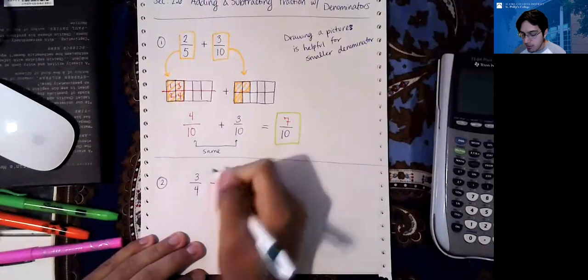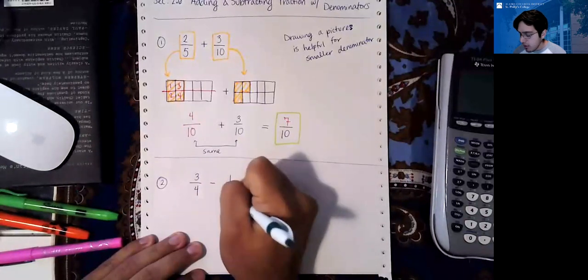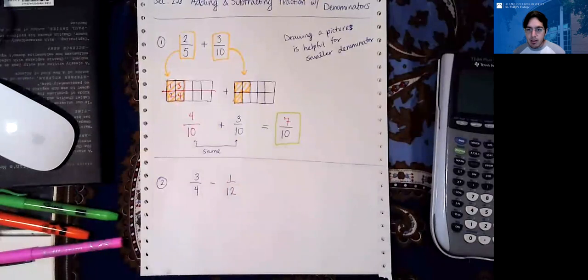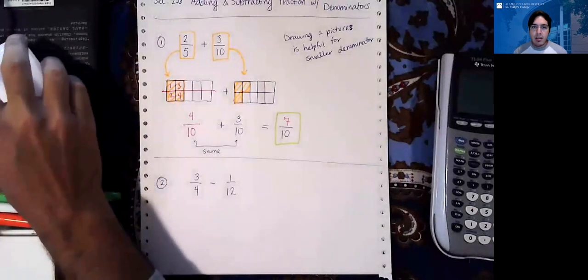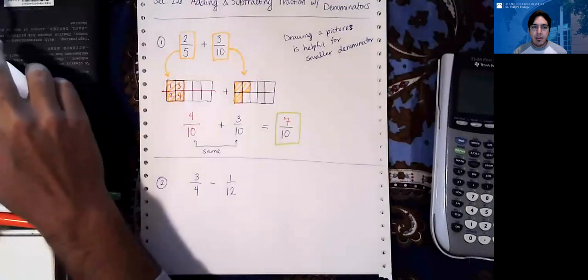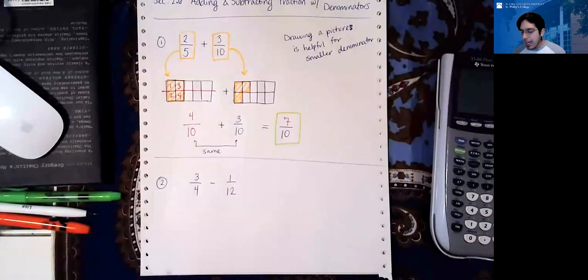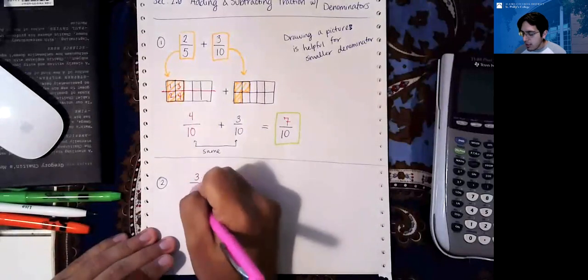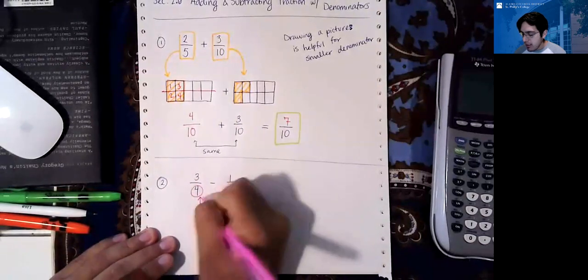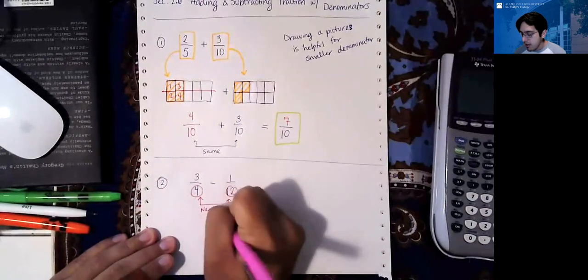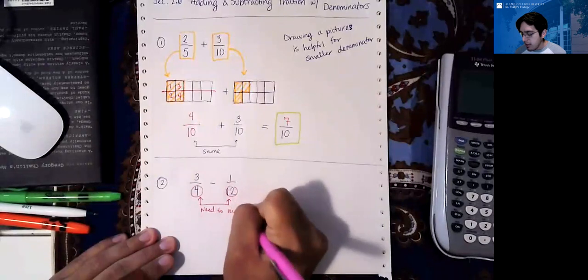So let's do 3/4 minus 1/12. Well, if we're going to add these fractions or subtract these fractions rather, we want to look at the denominators and make sure that they match because otherwise we cannot subtract. So we need to match our denominators.